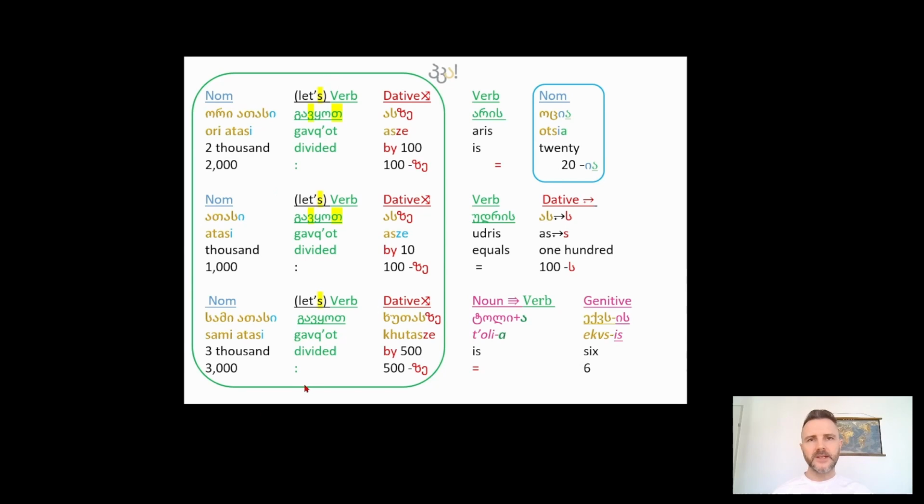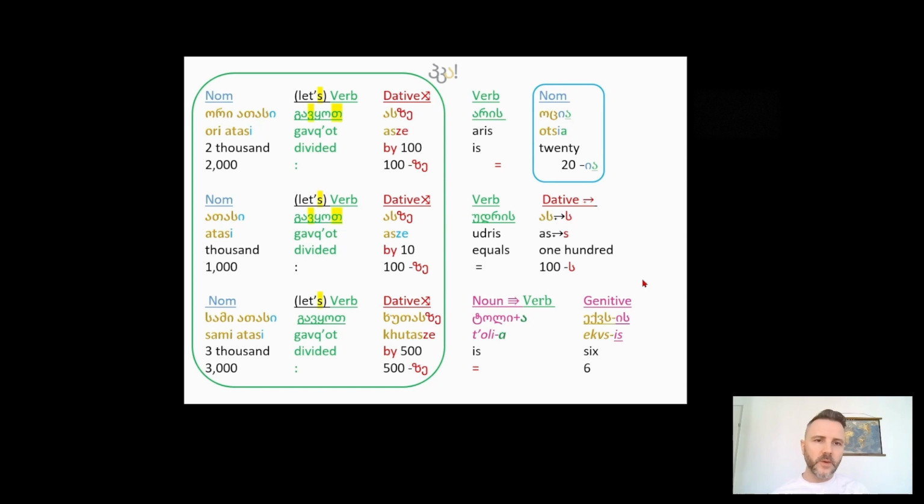We're switching out gaq'opeli with gavqot, which is sort of midashen, ertad, chwen, gavqot. We're doing this together, live. So, ori atasi gavqot ase, 2000 divided by 100, aris otsi, is 20. Otsia, if you don't want to use the word aris before. The next one is 1000 divided by 100 is 100. Atasi gavqot ase udris as.